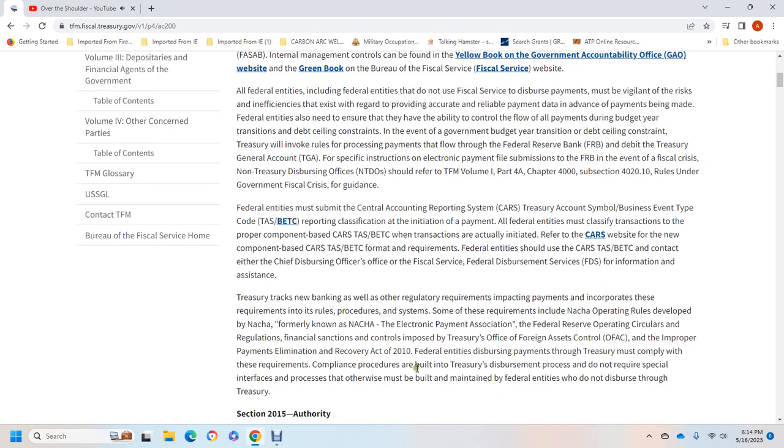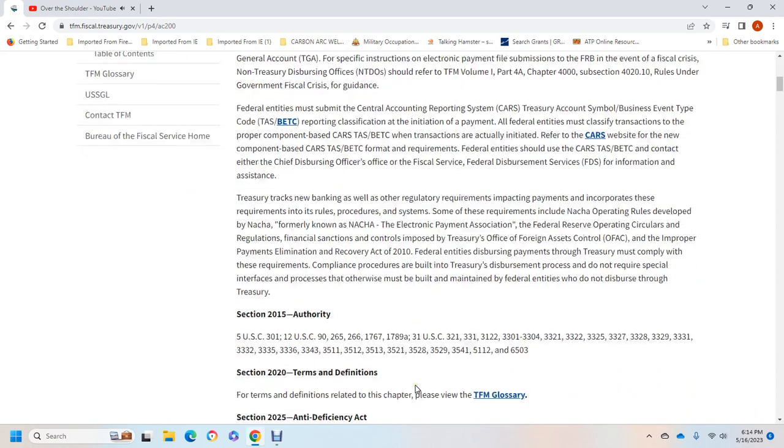These requirements to comply with the procedures are built into Treasury disbursement processes and do not require a special interface process. Otherwise they must be rebuilt and maintained by the federal entity that disburses through the Treasury.